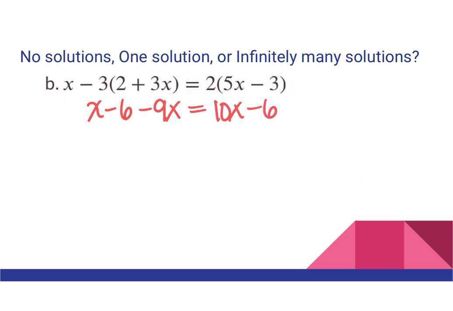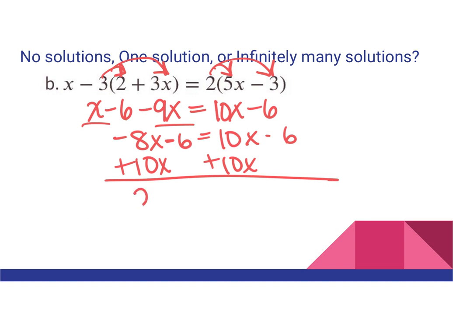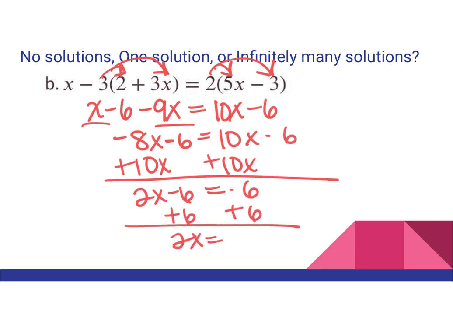Okay. So I distribute, or distributed. Now I'm going to combine my like terms. I'm going to keep combining my like terms. So I'm going to add 10x to both sides. So this is going to give me 2x minus 6 is equal to negative 6. I am then going to add 6 to both sides. And I get 2x is equal to 0.